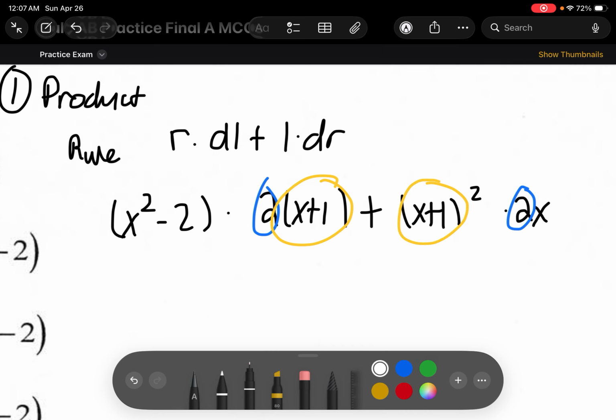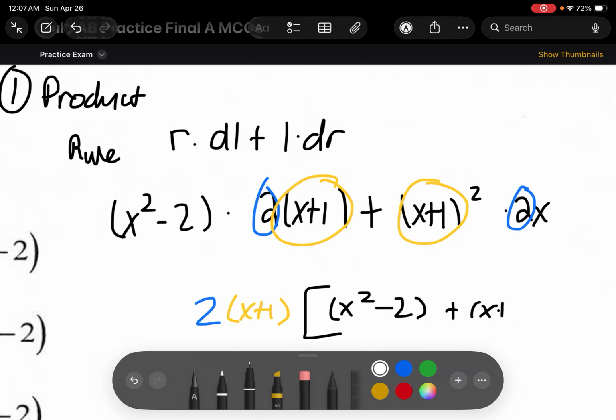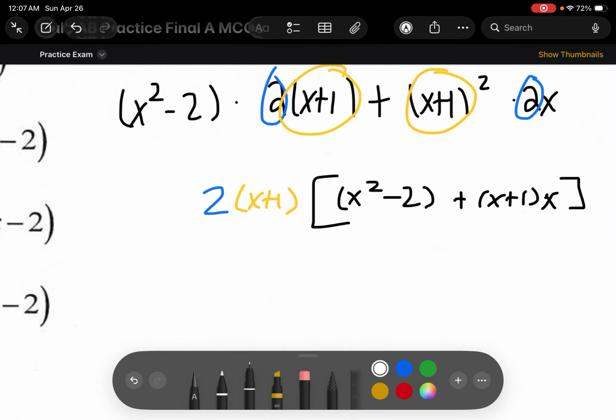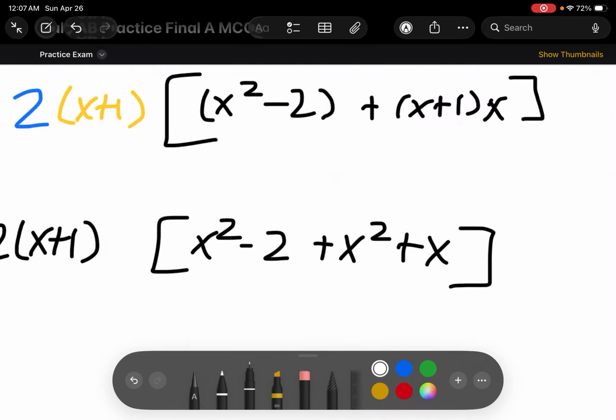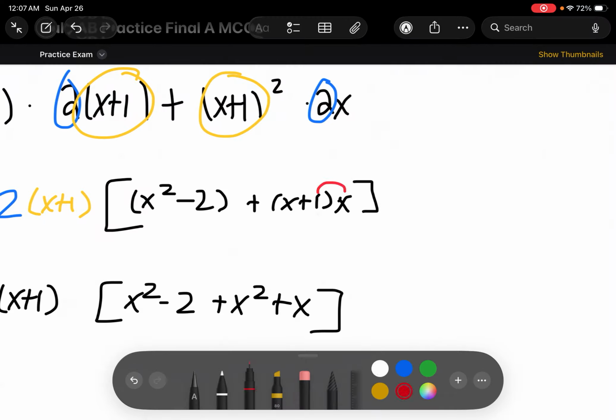How can we rewrite that? Well, we're going to rewrite it like this. So it's going to be 2 times (x plus 1), and we're going to bracket x squared minus 2 plus (x plus 1) times x. It should look something like this. And now we're going to simplify that. So it's going to be 2(x plus 1) times (x squared minus 2 plus x squared plus x). And all I did here was distribute.